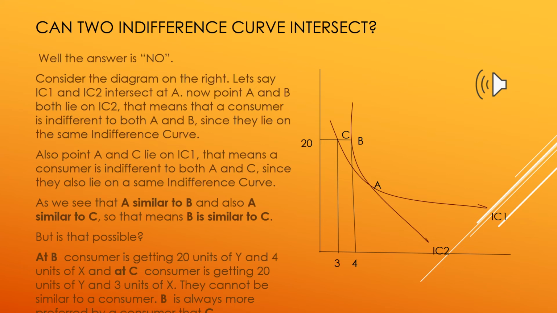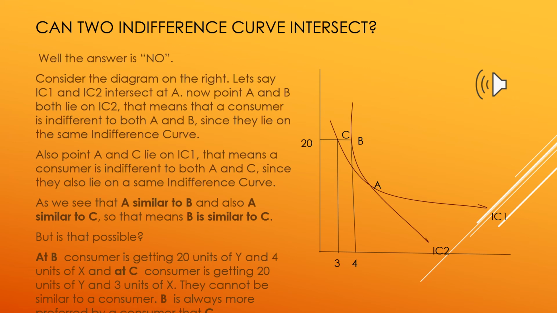Now there is another indifference curve, IC2. On this indifference curve, there are two points, A and B. Again, both of them lie on the same indifference curve. So the consumer is indifferent between both of these bundles. Whether you give the consumer bundle A or bundle B, he is indifferent to both. So let me come to a conclusion now. He is indifferent to A and C, and he is also indifferent to A and B. That means the consumer is indifferent to B and C also.